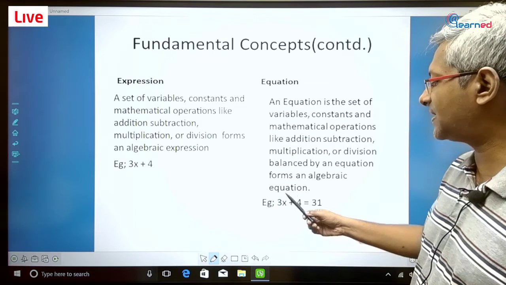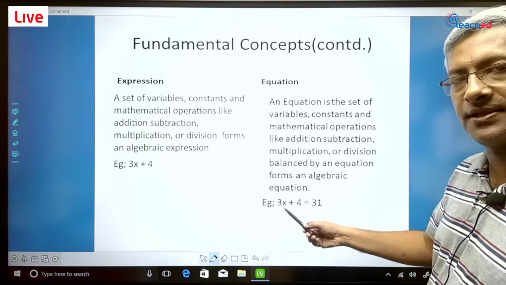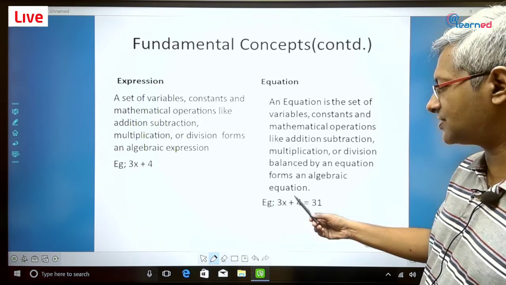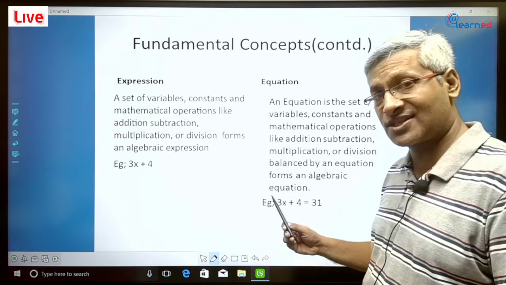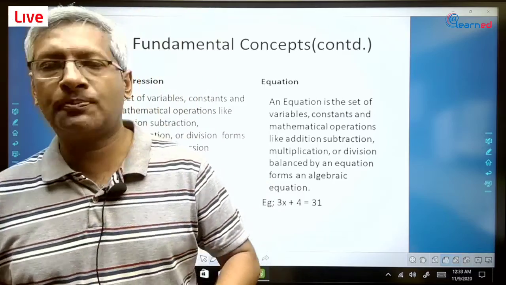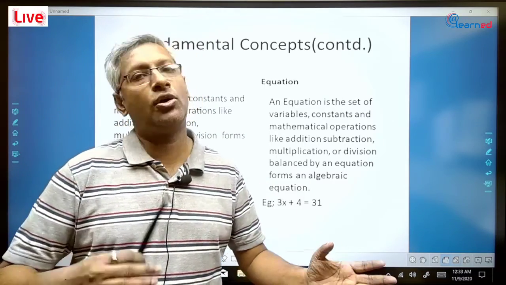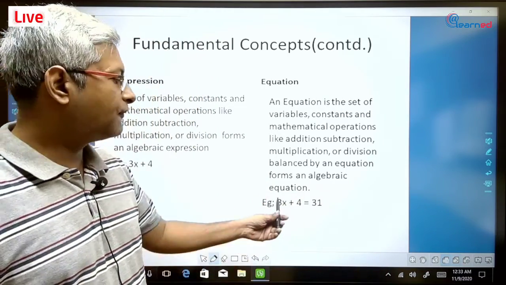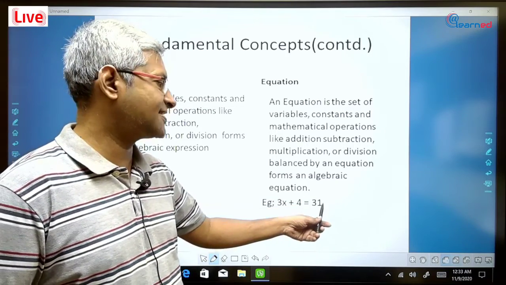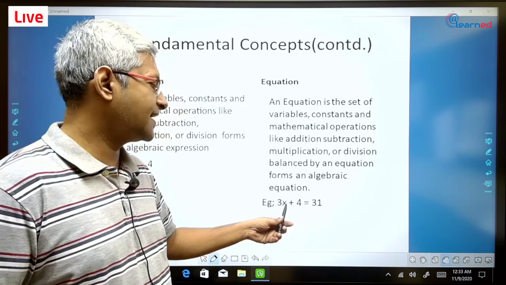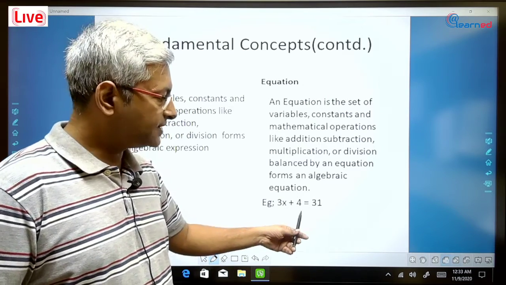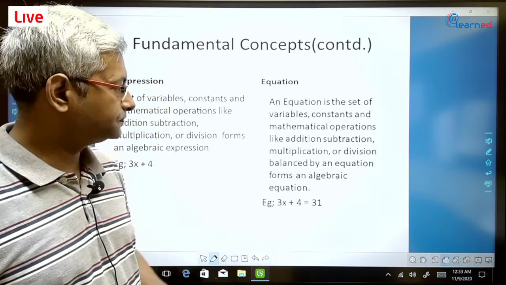So this has become an equation right now, and every time we do some operations, the left hand side of the equation and the right hand side of the equation have to be balanced. Whatever is done on the left hand side has to be followed on the opposite side. So if you are doing 31 minus 4 over here, I'll have to do 3x plus 4 minus 4 over here, right? So everything has to be balanced in an equation.